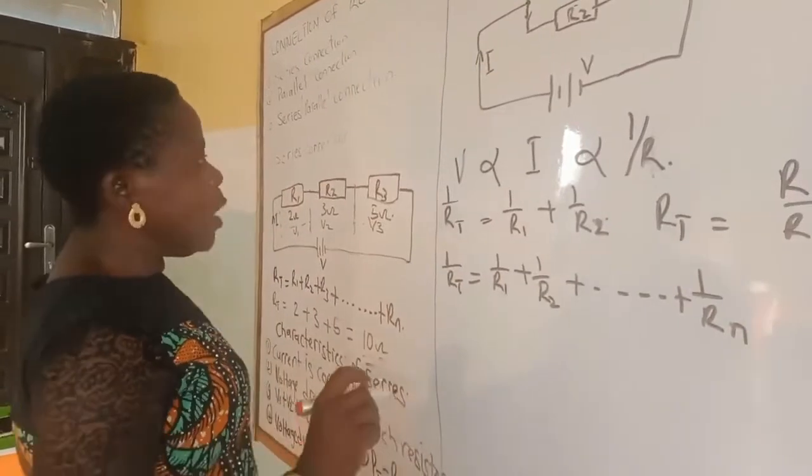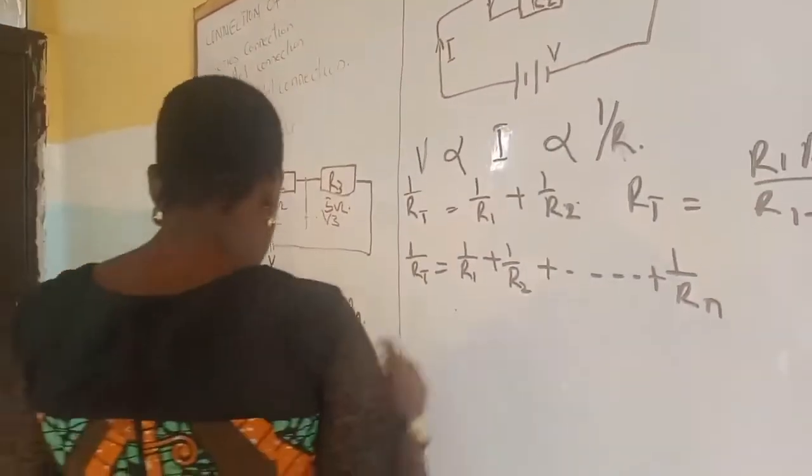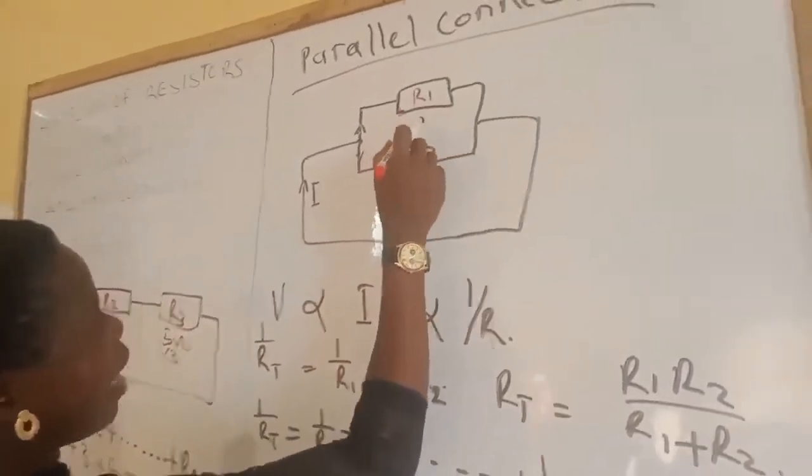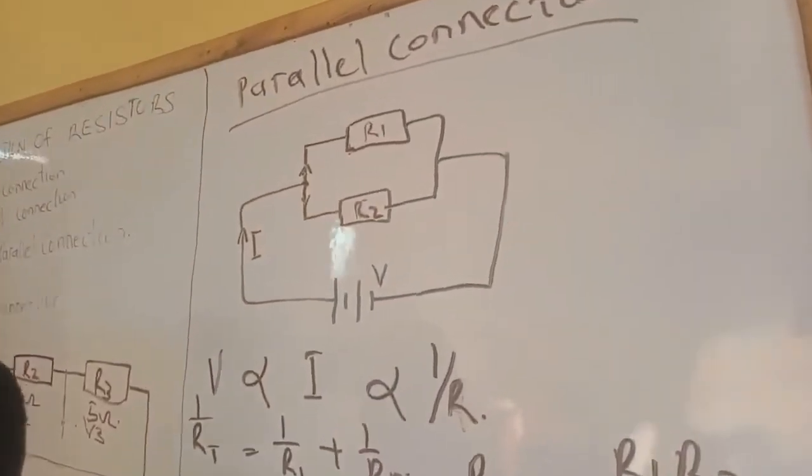Let's just quickly do 1 or 2 examples. The value of this resistor now, as we have it here, what is this one? R1. What is this other one? R2.